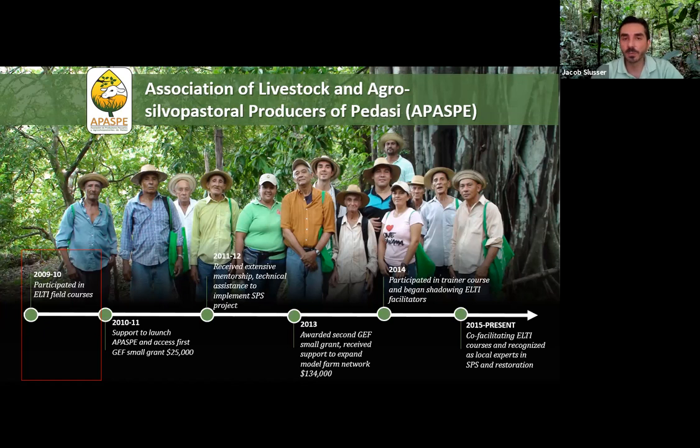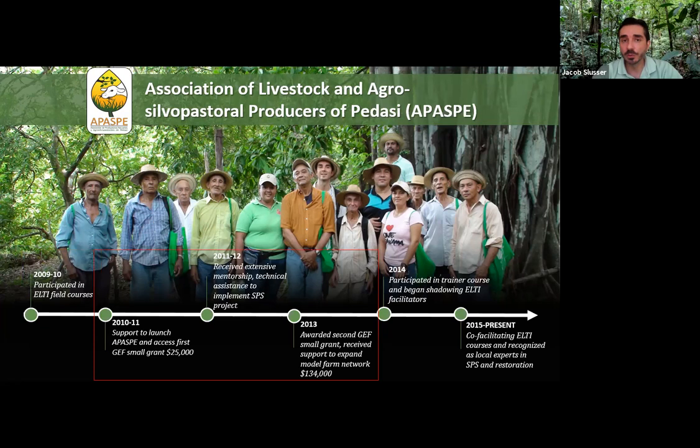And so based on that information and to support these farmers interested in integrating trees into their farms, what ELTI did is that we offered one of our first forest restoration courses that we ever conducted in the Azuero way back in 2009. And from that course, a small group of the participants were really enthusiastic about implementing silvopastoral systems in their farms, and therefore requested our assistance to obtain project funding.